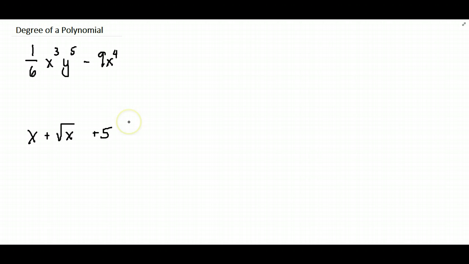So let's look at another example of a degree of a polynomial. I have 1/6 x cubed y to the 5th minus 9x to the 4th. The first thing we need to determine is, is this a polynomial or not? It is. It doesn't break any of the rules. We don't have any variables in the denominator, we don't have any negative exponents, and we do not have any radicals with a variable underneath of it.